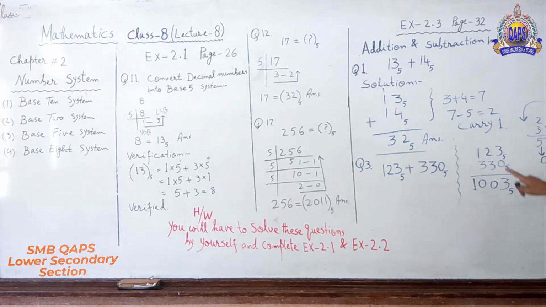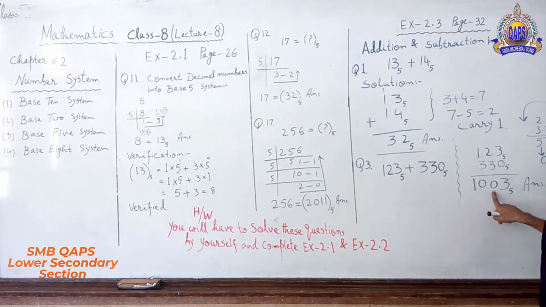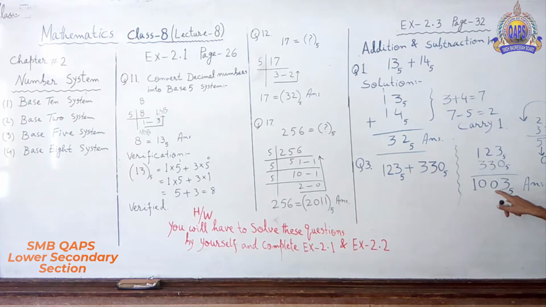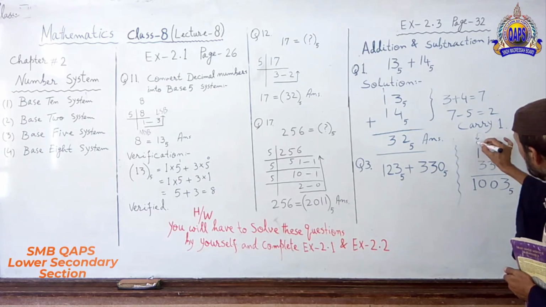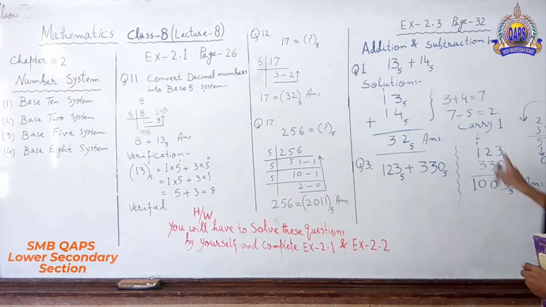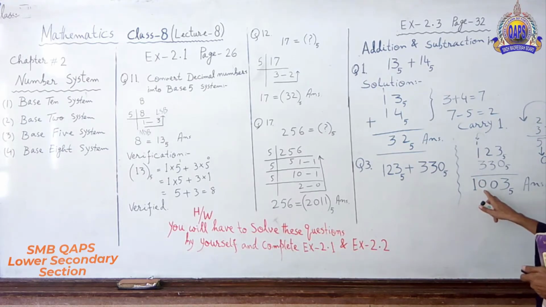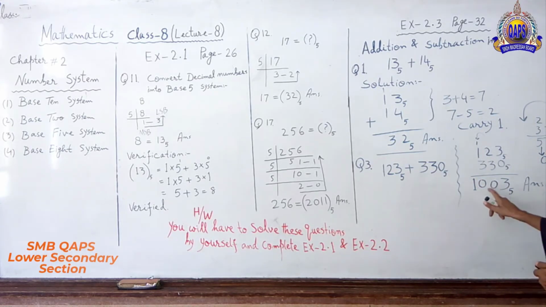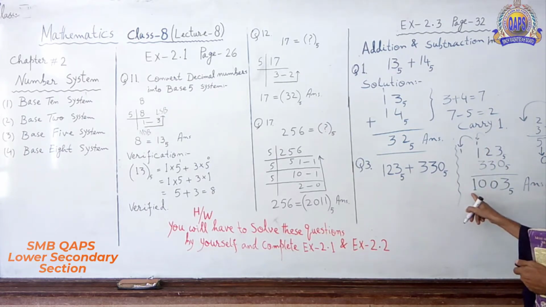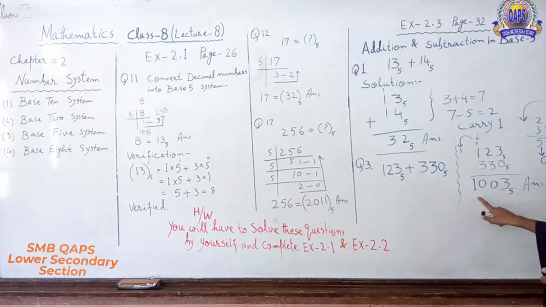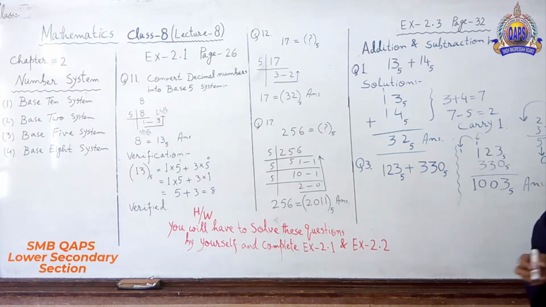Again, 3 plus 0, 3. 2 plus 3, 5. But we will not write 5 over there because 5 will go in the form of carry 1. It will be 0. Carry 1, 2 and 3. Again 5. We will not write 5. 0, and that 5 will be carry 1. It's over here. So answer will be 1, 0, 0, 3 base 5.